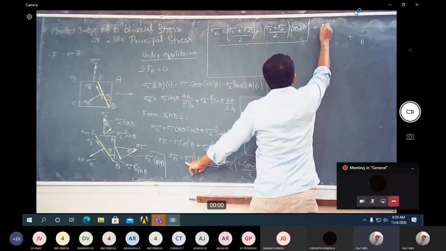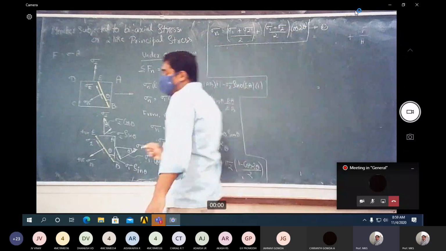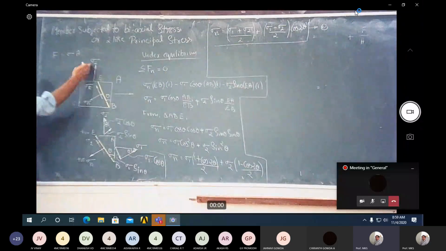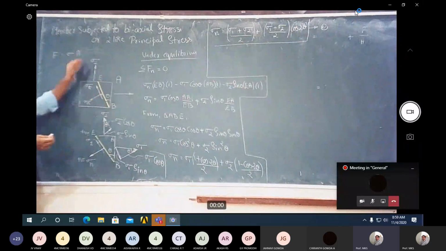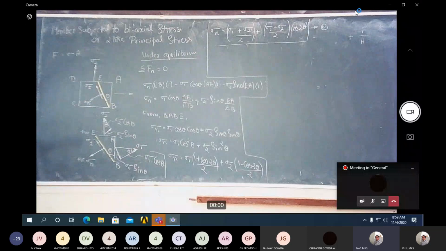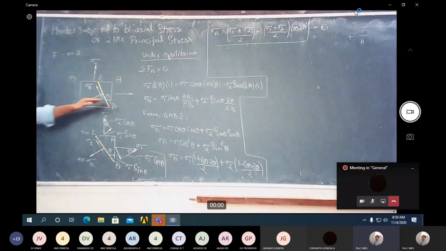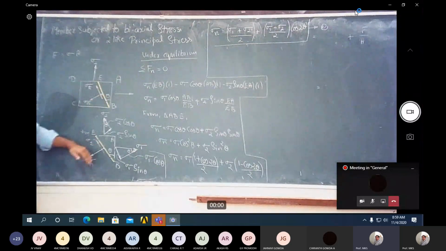So this is the equation for normal stress for biaxial stresses, two principal stresses acting on a plane. You need to remember the equation. Now we resolved the normal force. Now we need to resolve the tangential force to get the equation for tangential stress.